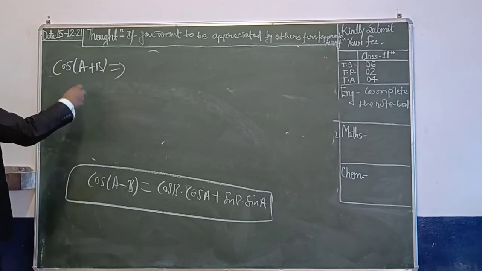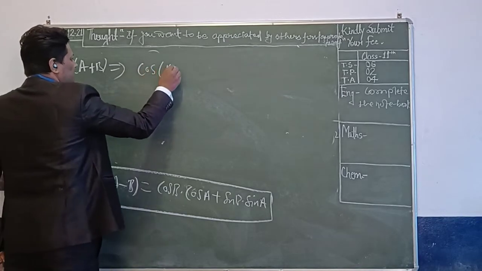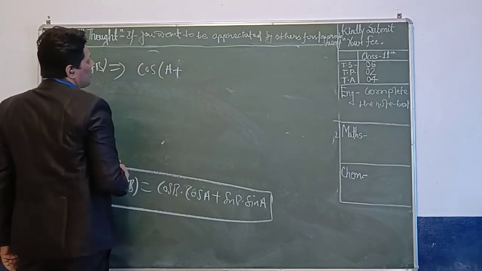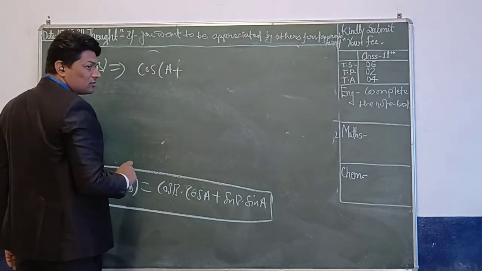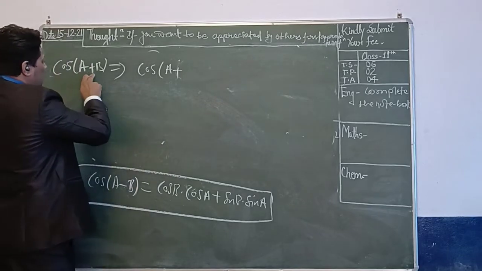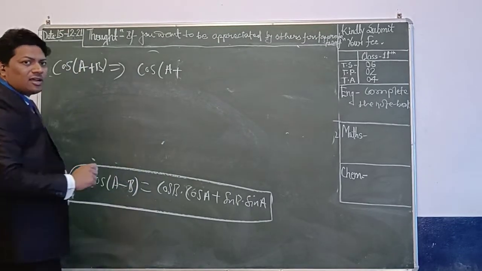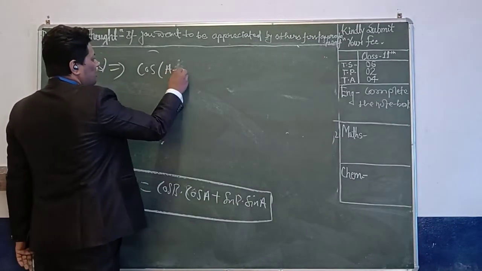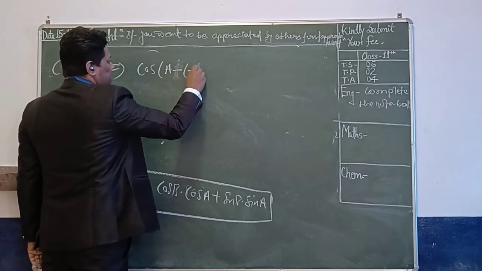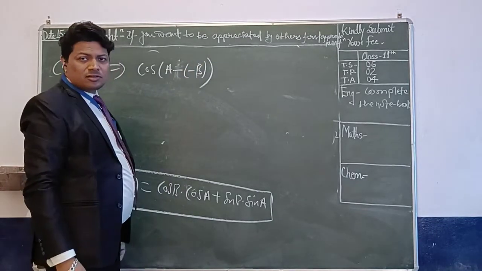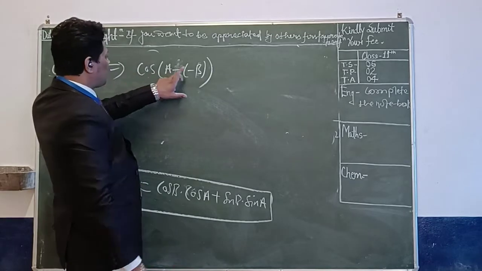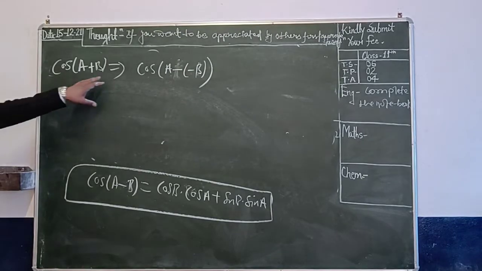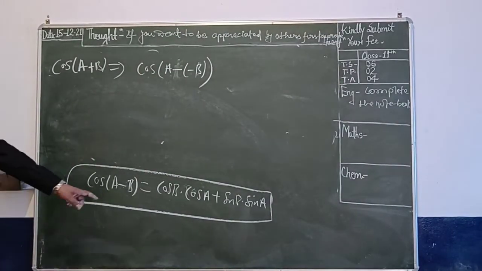You can write it like cos A plus B, and here you have to go for a minus. So if you write cos A plus B, it is also written as cos A minus minus B. This thing and this thing are same. Is it clear? This thing and this thing are same. Now we will use this formula.